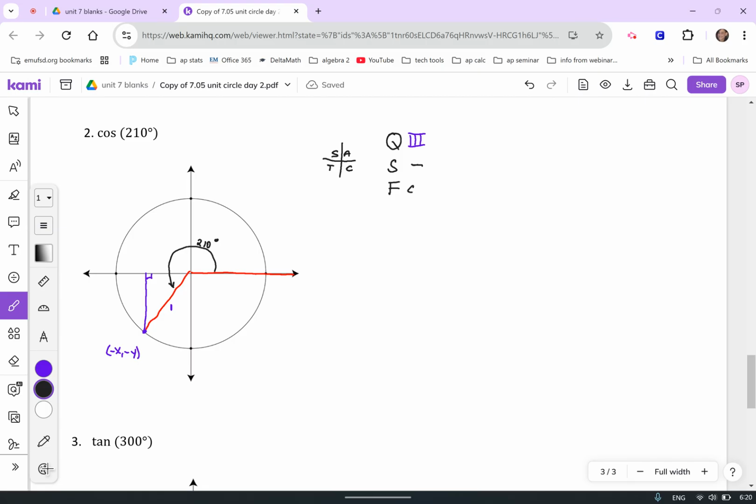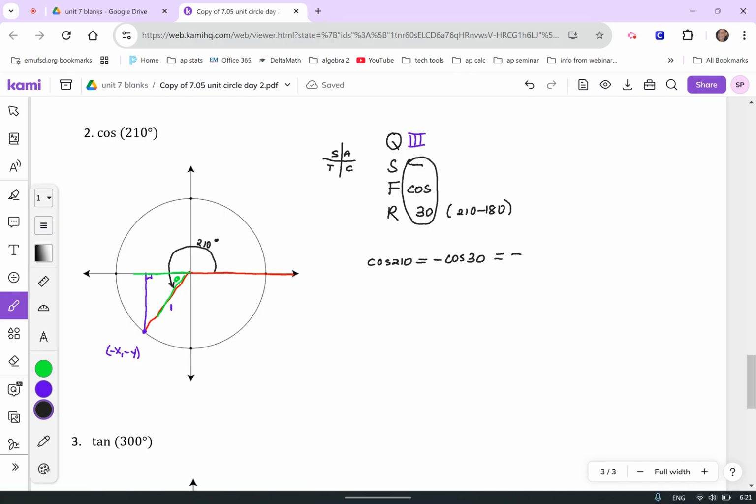The function we're dealing with is cosine, and we're going to calculate the reference angle. Now, the reference angle is this angle right here. It's formed from the terminal side and the closest portion of the x-axis. So how do I get that reference angle? I take 210 minus 180, and I get 30. So cosine of 210 degrees turns out to have the same value as negative, and I would circle this so you don't forget the sign, cosine of 30.